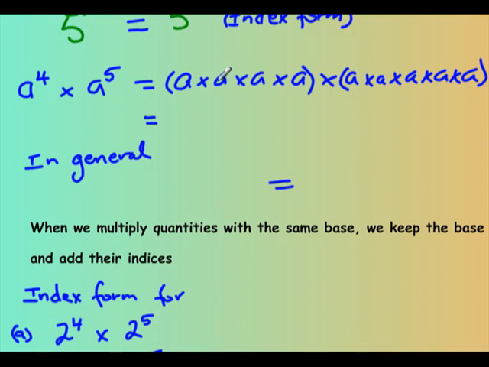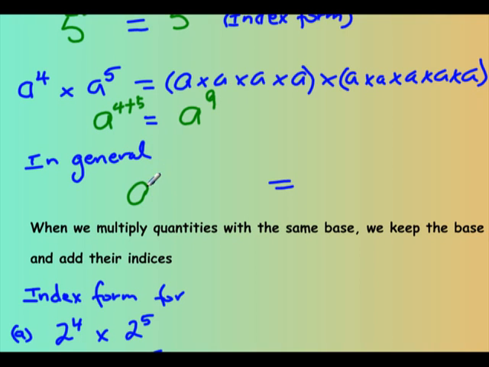We have a to the 4th, which is a times a times a times a, times a to the 5th, which is a times a times a times a times a. How many times do we have a in all? We repeatedly multiplied a by itself 1, 2, 3, 4, 5, 6, 7, 8, 9 times. Is there a shorter way? What could we have done with 4 and 5 to derive 9, referring to the powers? If we add 4 and 5, we do indeed get 9. This is exactly what we did in the last example. So 4 plus 5 gives us 9.